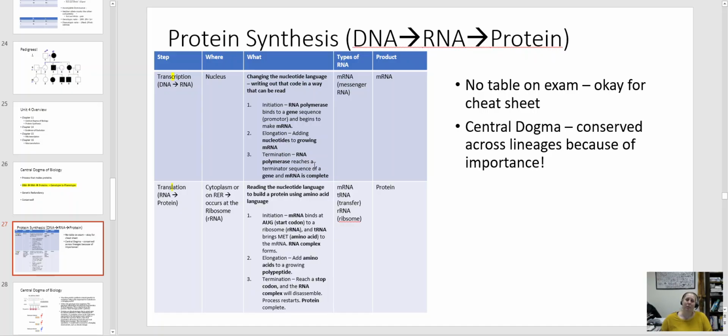Translation is RNA to protein. This is going to occur in the cytoplasm or on the rough ER at a ribosome. This is going to be the end product to produce protein, and we utilize all three RNAs here: ribosomal RNA, transfer RNA, and messenger RNA to build a polypeptide of amino acids through dehydration synthesis.